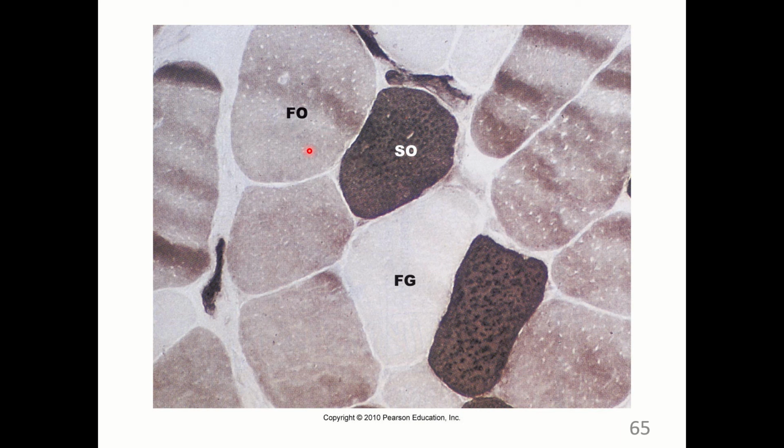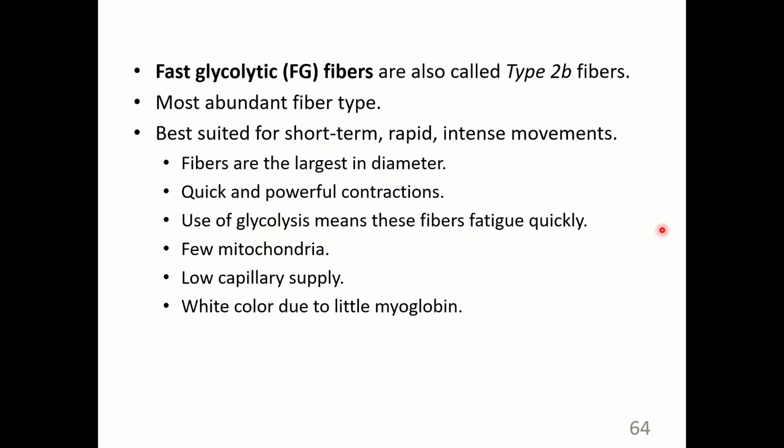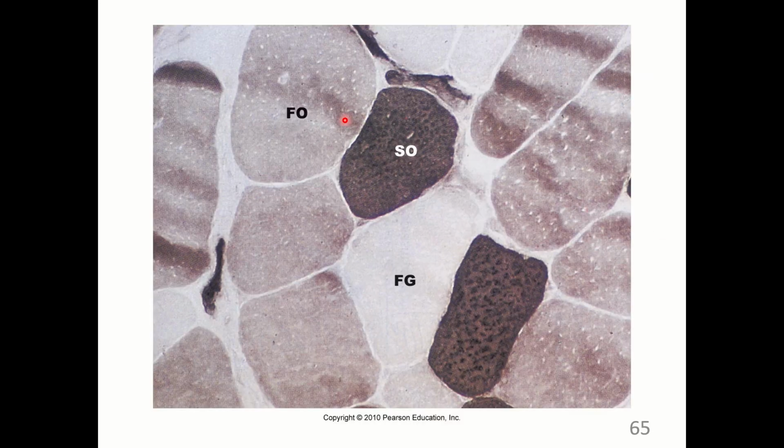Fast oxidative fibers are type 2A fibers. They are pink in color because they still undergo some cellular respiration. However, they have less mitochondria and capillary supply. They can contract quicker than slow oxidative fibers, but they're quicker to fatigue. And so these are the least abundant fiber type, and they are useful in walking, which of course is very important.